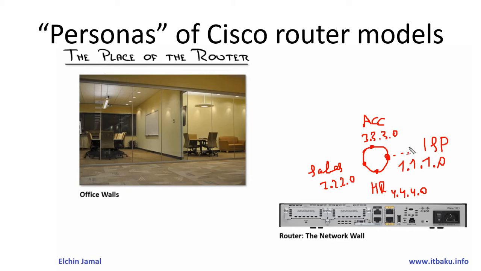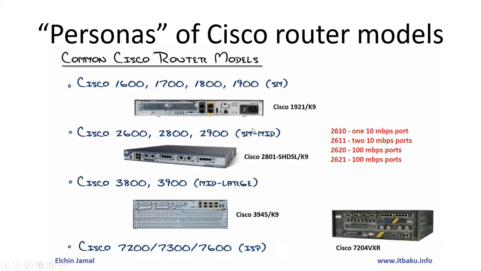That's how it works. So for your home lab, here in the picture below, you can see several series of routers, several models of routers. This series, Cisco 1600, 1700, 1800, 1900, is a little cheaper than these ones. You can buy them from eBay and use them in your home lab. This model is Cisco 1921. It's a simple and good model, very silent.